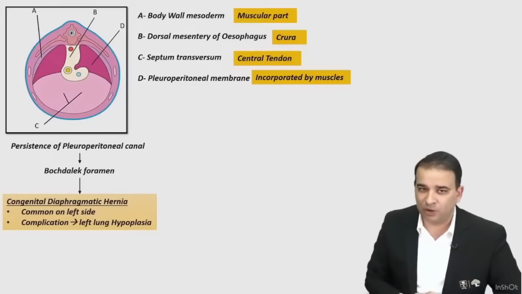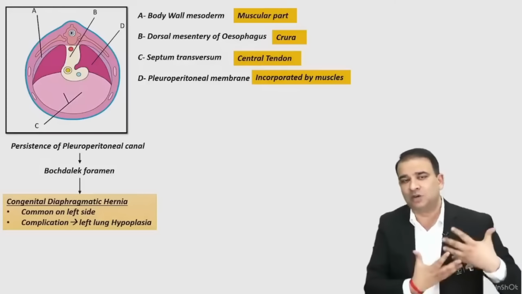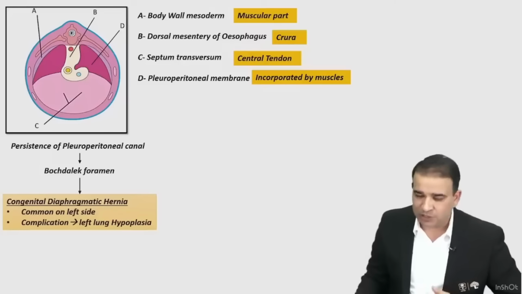Persistence of the pleuroperitoneal canal here. It's more common toward the left side, and obviously if the intestine herniates toward the left side, it can cause lung hypoplasia, also the left lung hypoplasia as well.